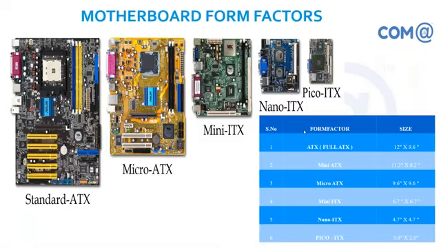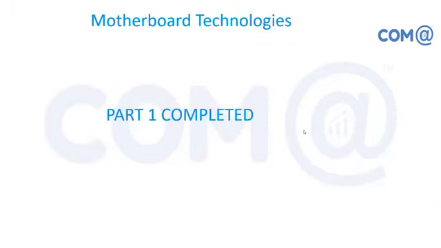These are the form factors with the sizes that we have. ATX we had in the initial stage at 12 inch by 9.6, and slowly we got mini AT, micro ATX and so on, lesser in size. The Pico and similar ones are not used as a computer, but for computer functionalities in machinery or other places. It will be termed a computer, but not a regular computer. So don't worry, it's very small. With this, we are completing part one. We'll be continuing with part two with additional details on motherboard technologies. Thank you.